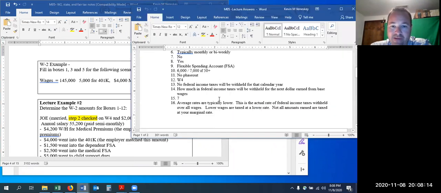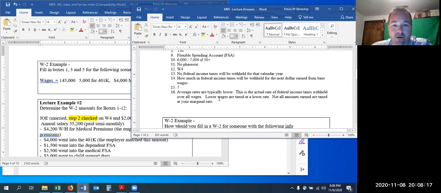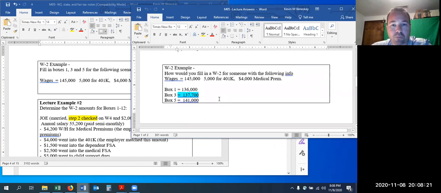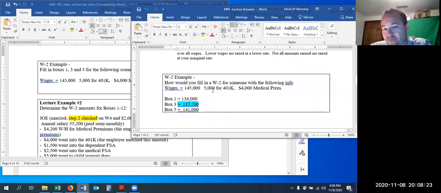All right, let's see how you did. This is a situation where all 3 boxes would be different. So box 1, you're going to take the 145 and you can actually subtract out both of these. So we would take 145 minus 9,000, and that's where we get 136,000.